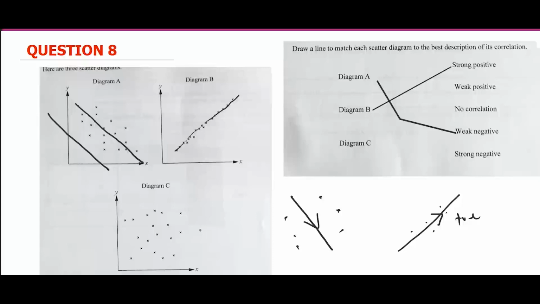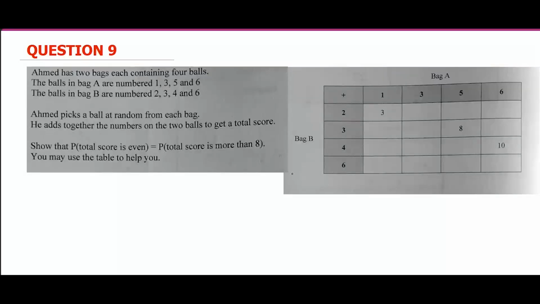So we can draw a conclusion that diagram C has no correlation. So that will be the solution to this question 8. Let's go to question 9.